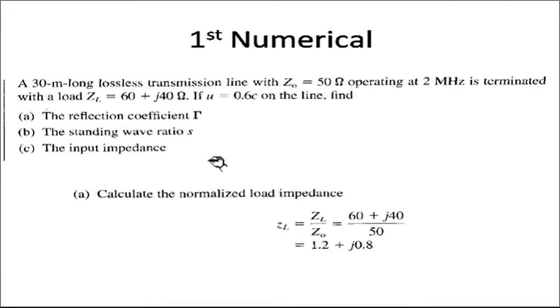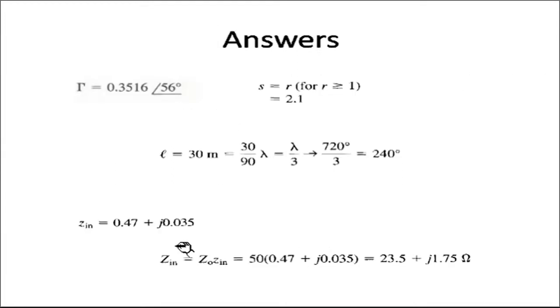From that I can calculate input impedance. How can I calculate it? See here. The length of the transmission line is 30 meters, perfectly okay. But how did we calculate this 90 meters?